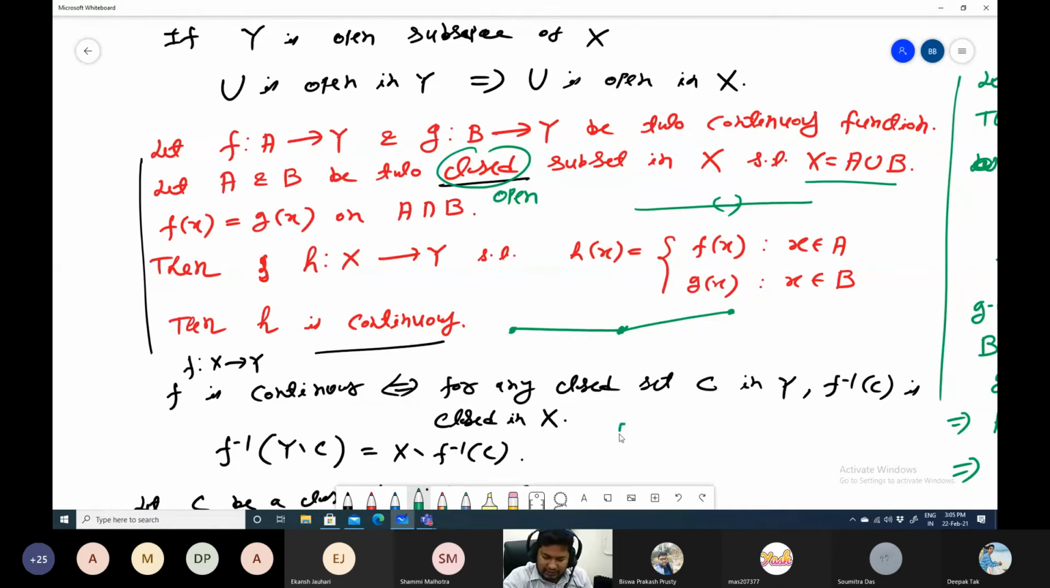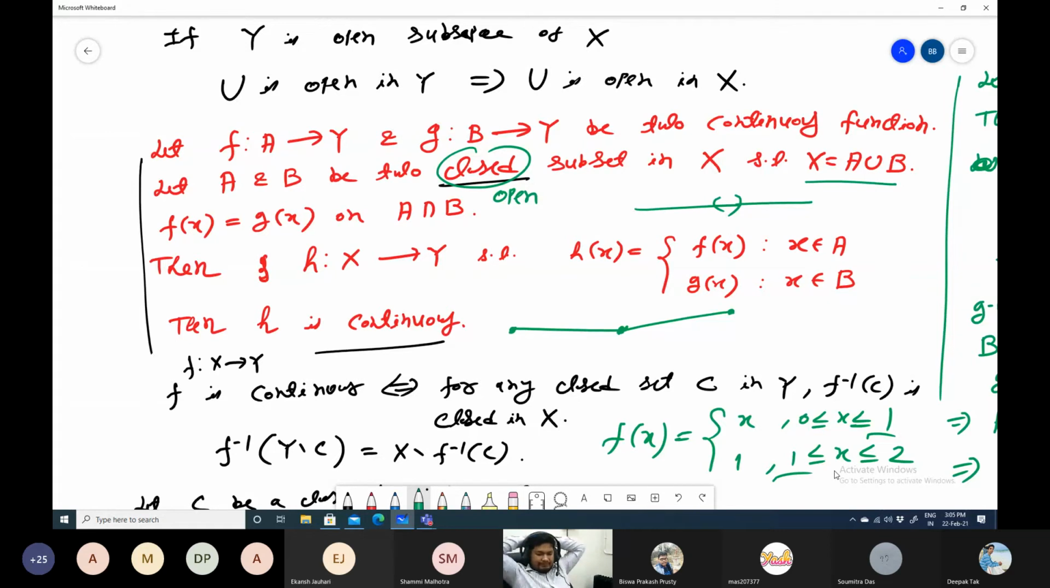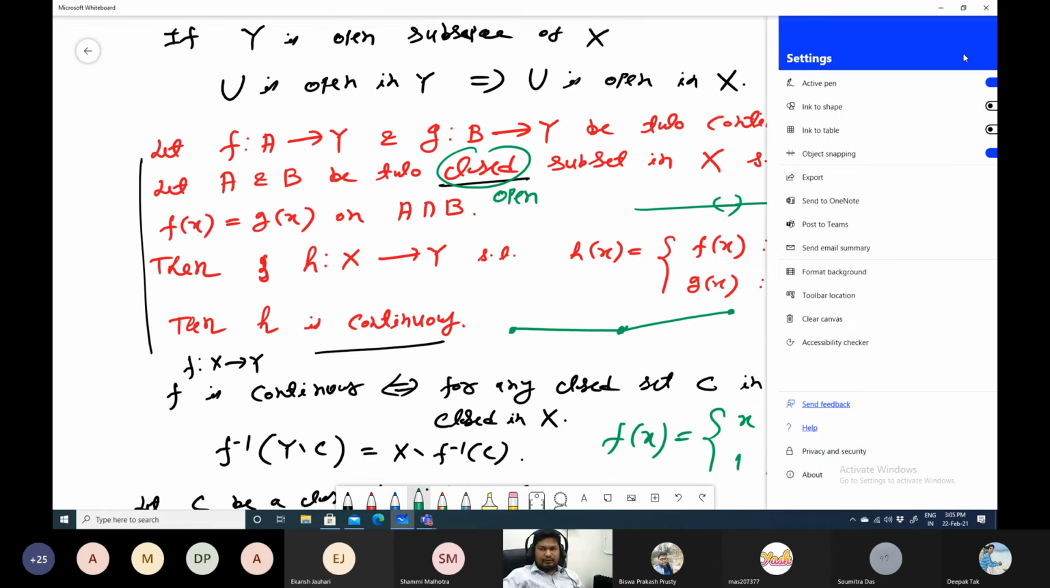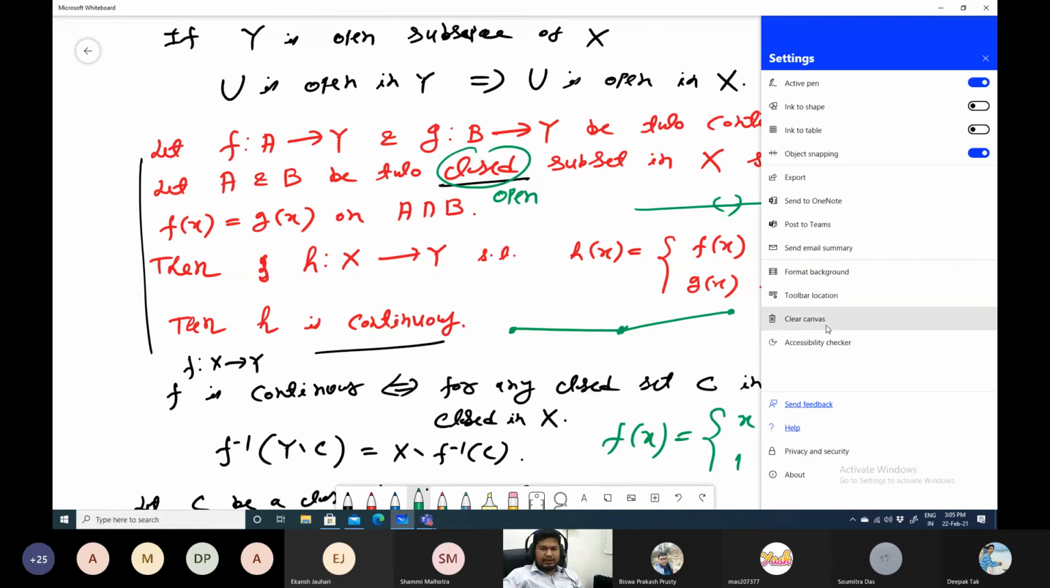For example, we can use the pasting lemma in this sense: say 0 less than or equal to x less than or equal to 1, and say 1 less than or equal to x less than or equal to 2, in this way, because this shares only one point here. Fine. Now that is a very useful one, the pasting lemma.